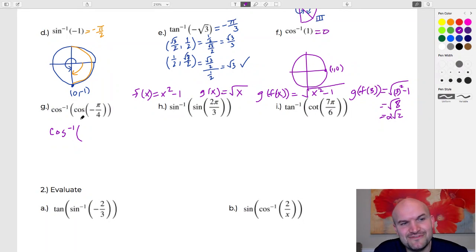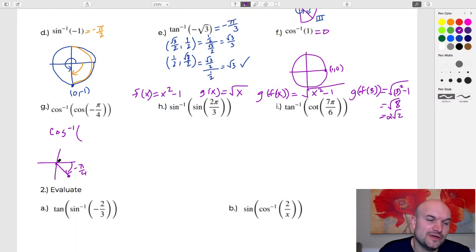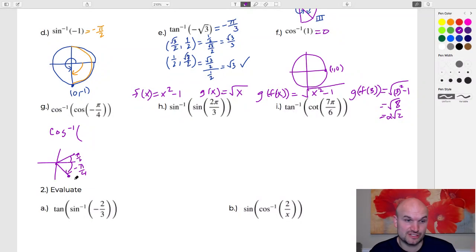Okay. You're evaluating the cosine of negative pi over 4. Negative pi over 4 is down here, right? I was kind of, I don't know what I was doing. So here's negative pi over 4. Now, we know that positive pi over 4 is up there, right? So the cosine of pi over 4 is square root of 2 over 2. So negative pi over 4 is also square root of 2 over 2 because it's to the right of the y-axis, so that's positive.